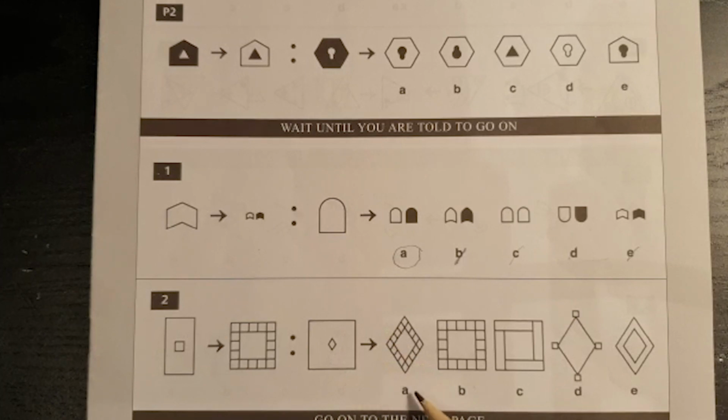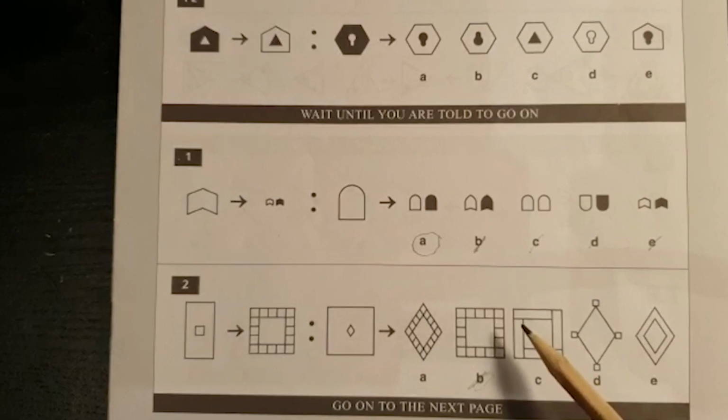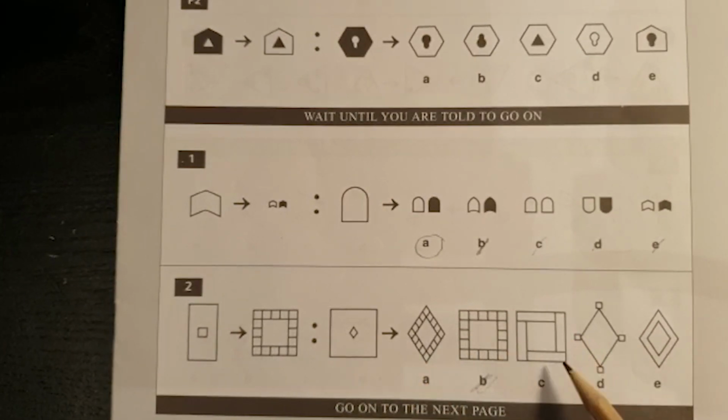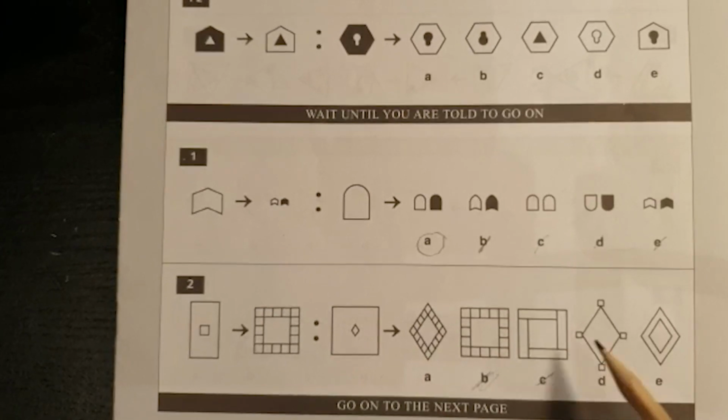And our answer there is most likely to be A. But let's have a look at why it's not any of the others. It's not going to be B because the shape we're looking for should be a diamond shape. So that is wrong. This is definitely irrelevant because it's not a diamond shape. It's not any of the shapes that we're looking for.